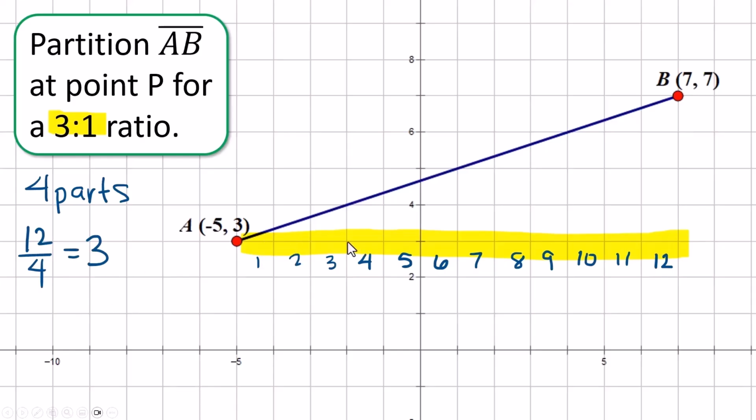So 1, 2, 3, put a point. 1, 2, 3, put a point. 1, 2, 3, put a point. 1, 2, 3, put a point. So those are my helping points.